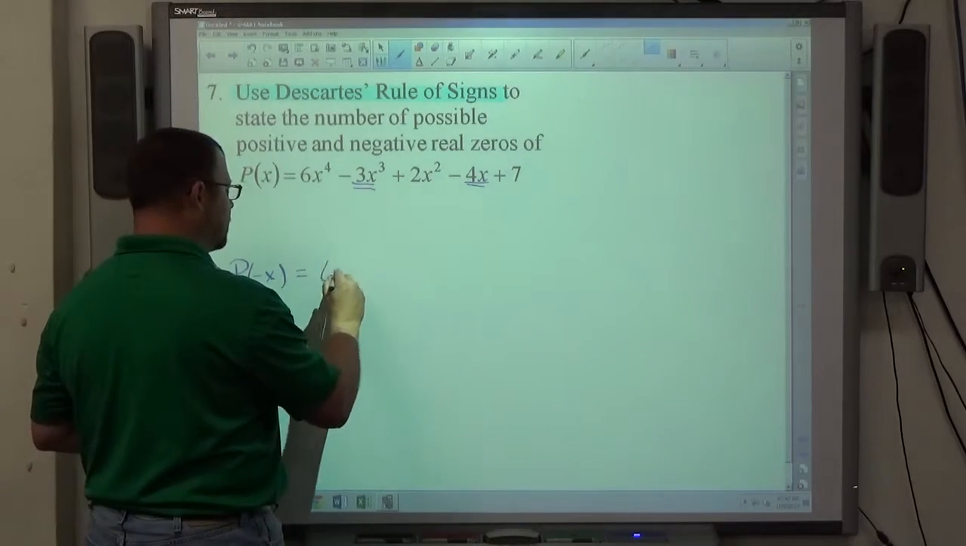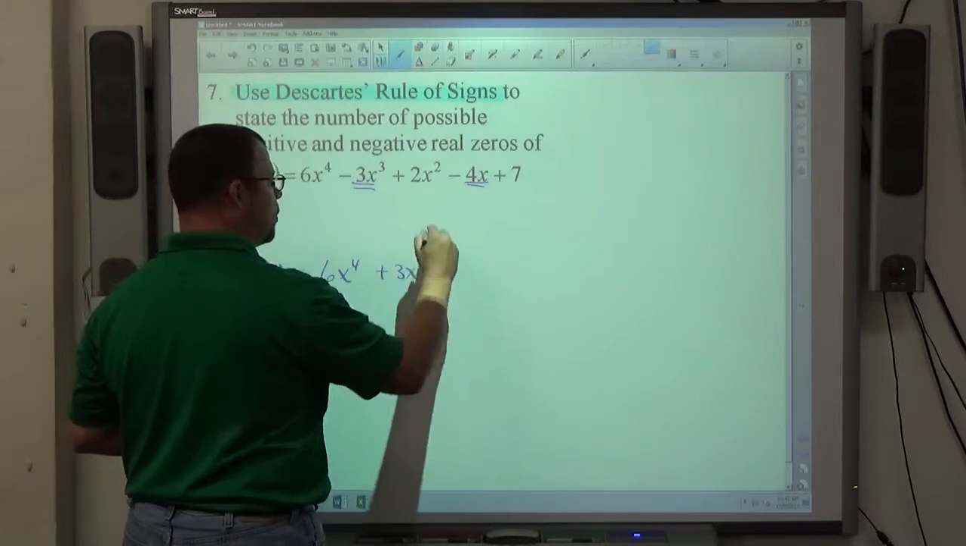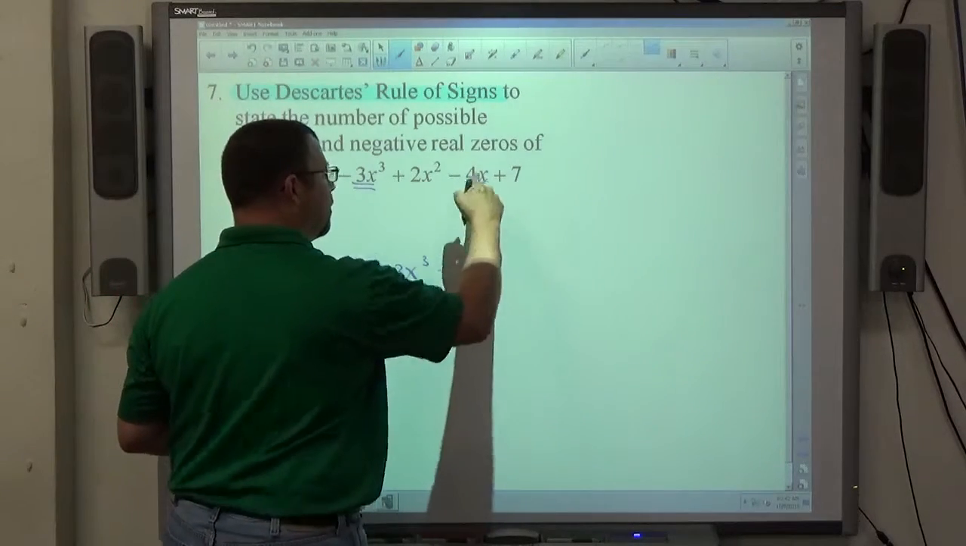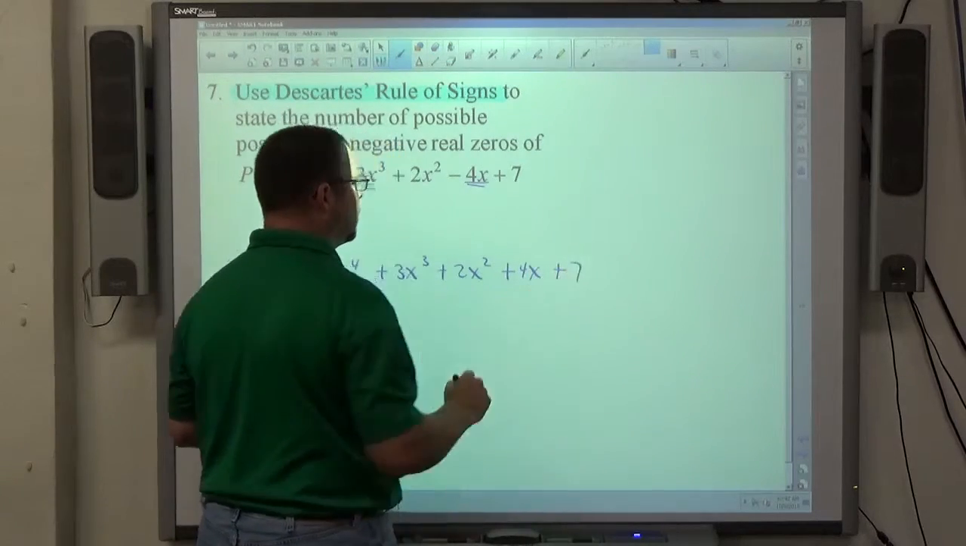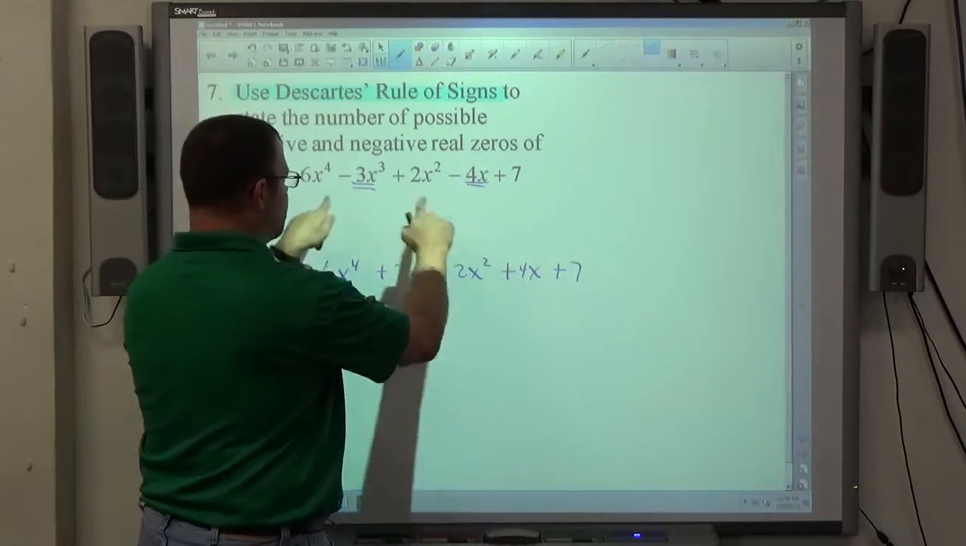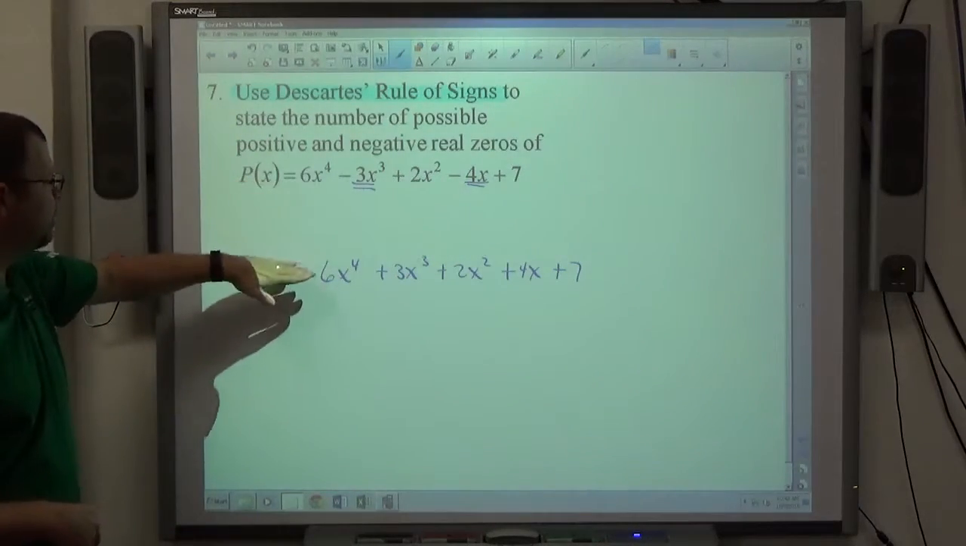So 6x to the 4 stays positive, 3x cubed becomes positive. 2x squared stays positive, negative 4x becomes positive. 7 stays positive. Okay, so these two change to positives, the other three stayed positive because they're all even powers. So P of x, P of negative x.